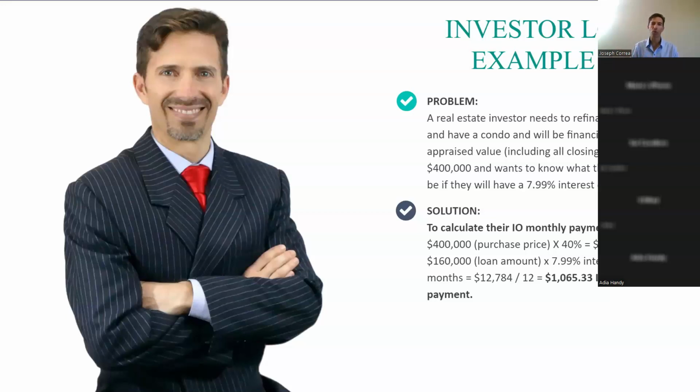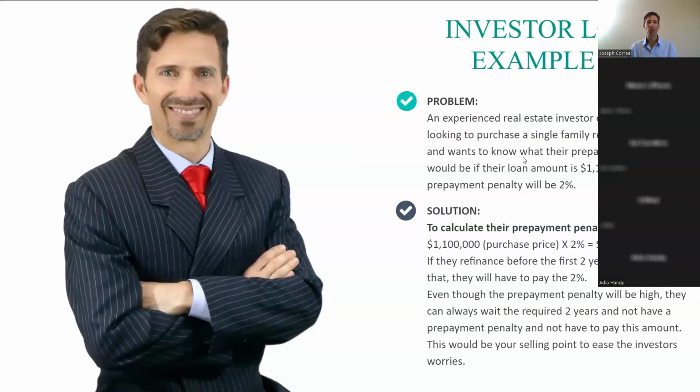Or you could also enter 0.0799, which is the same thing as 7.99%. And then we're going to divide that by 12, and we find that the interest-only monthly payment for this borrower is $1,065.33. And that's how we would calculate the interest-only payment for this investor problem. So this was a pretty easy example. We had a similar problem just a minute ago, so you guys saw what it was all about. Let's move on to example number 3, so we get into different situations.